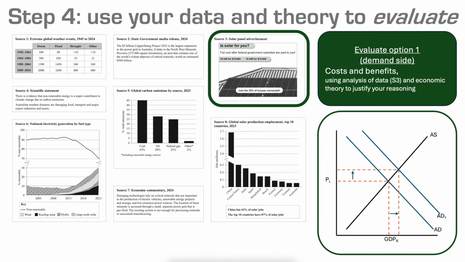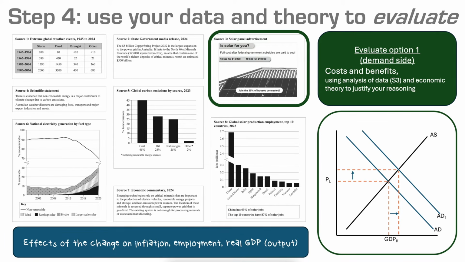A shift of the demand curve to the right is likely going to lead to higher prices, an increase in the price level, and also an increase in real GDP, an increase in consumption. So the benefit we see here is the increase in consumption, increase in GDP. Potential costs are inflationary effects. So I can start to think about the changes on inflation. Employment may create some more jobs in the solar panel industry as well.